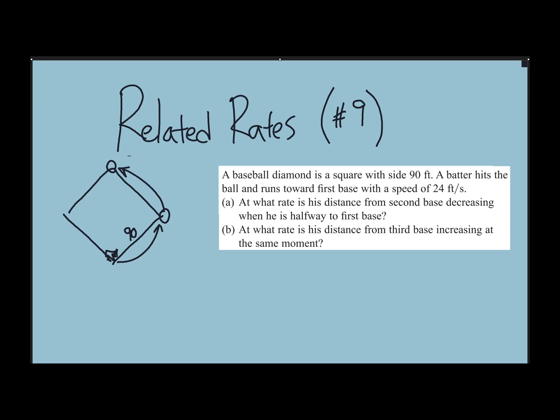And they say that a batter hits the ball and runs toward first base with a speed of 24 feet per second, which is the same unit here. So that's good. We don't have to worry about units. It says at what rate, meaning dt, is his distance from second base decreasing when he's halfway to first base?